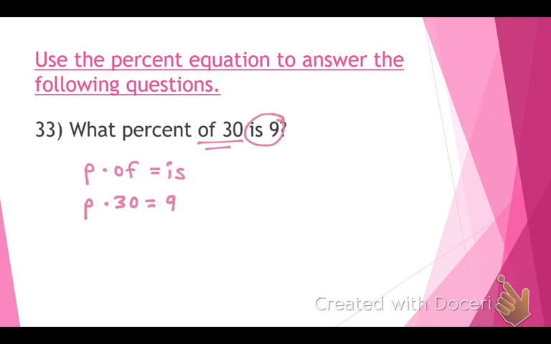Guys, how do I get P by itself? Divide by what? 30. Divide by 30. We're trying to get rid of that times 30, so we're going to divide by 30 on both sides. When you have P times 30 divided by 30, this cancels out. It turns into a 1, and you're just left with P equals, what is 9 over 30?